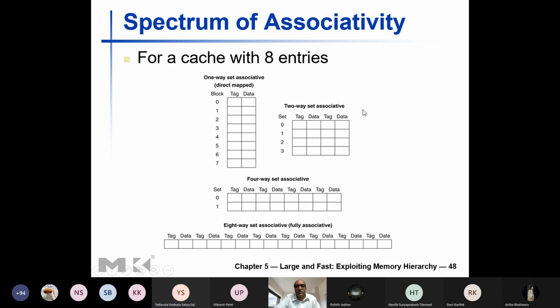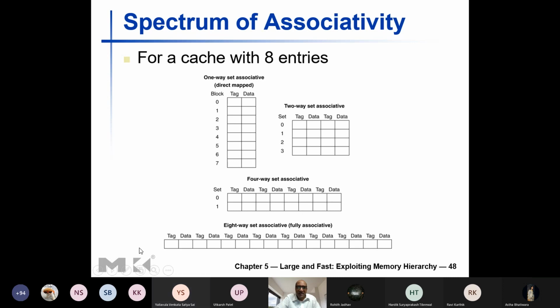And then two-way set associative means a set contains 2 entries. A set contains 2 blocks, right? So in case of two-way set associative, you have 4 sets. The corresponding tag and data correspond to the first block, and tag and data correspond to the second block. Likewise, if it is a four-way set associative, we have only two sets, right? Each set contains four blocks, with tag and data, you can see that there are four.